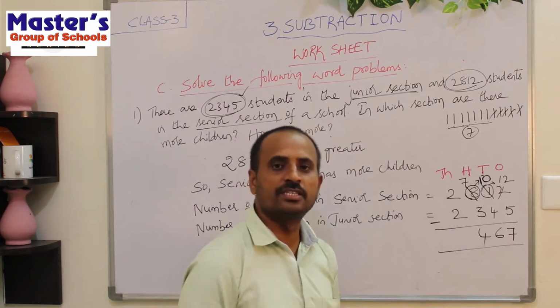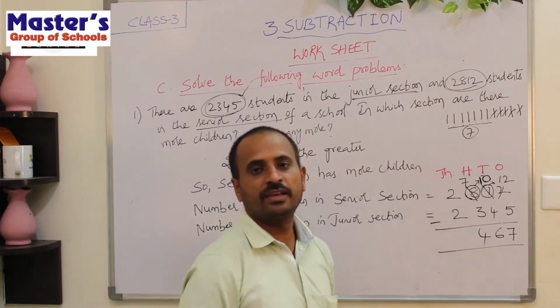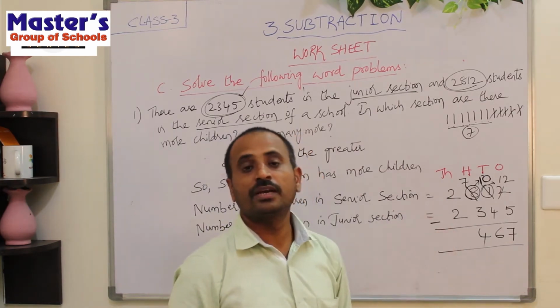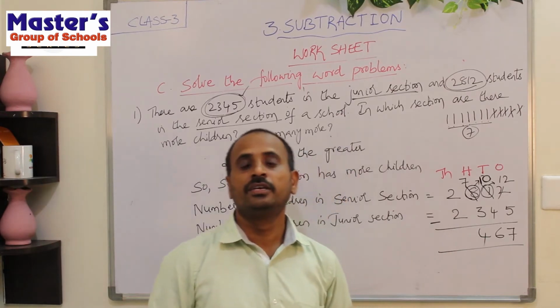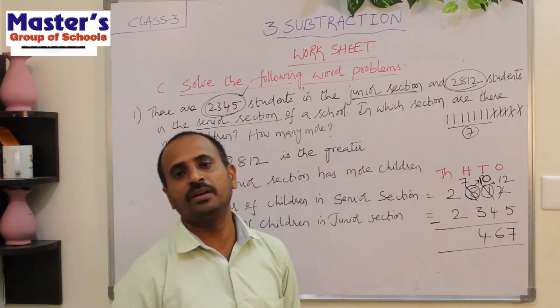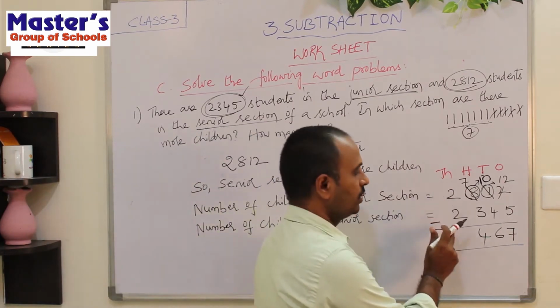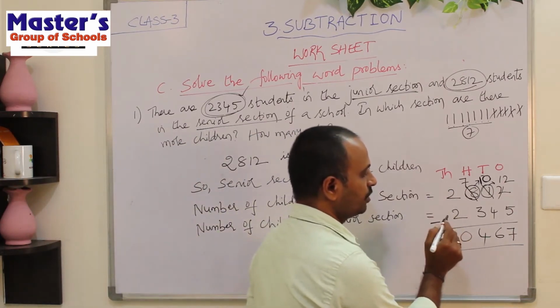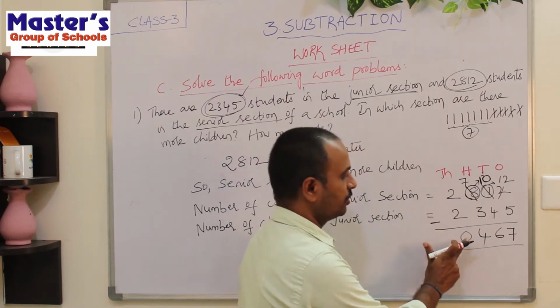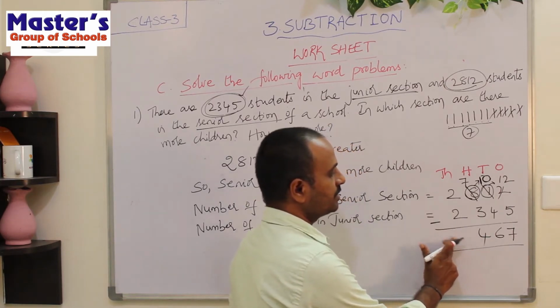Now go to the thousands place. 2 and 2 are there. So subtract 2 from 2. According to the properties of subtraction, if we subtract a number from the same number, we get 0 as the difference. So 2 minus 2 becomes 0, and there is no need to write the 0. So the answer is 467.